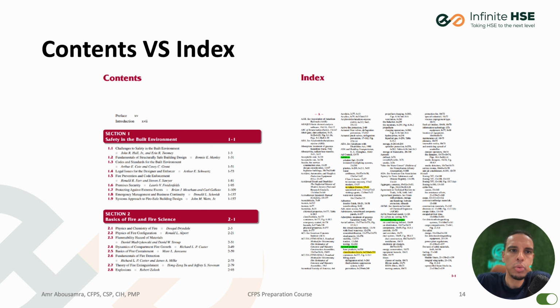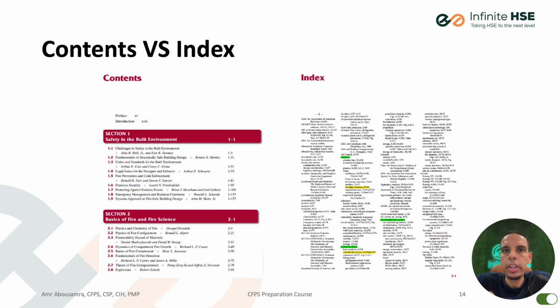What's the difference between the contents and the index? The contents, as you can see on the left side, is what's listed in each section, the name of the chapter under each section. This is the content. The index is alphabetically ordered from A to Z.